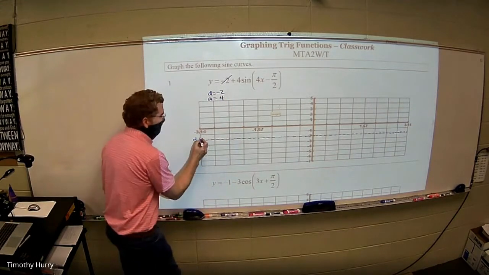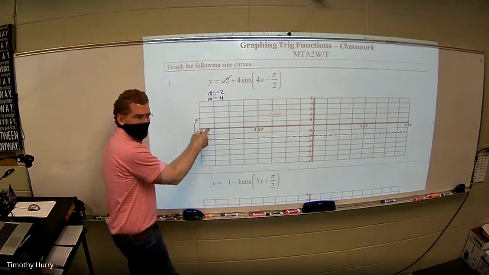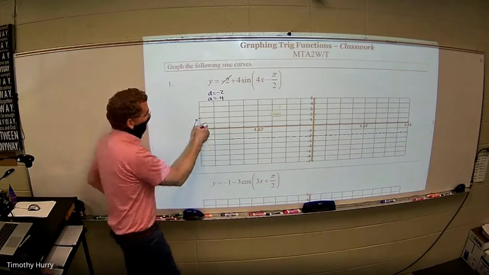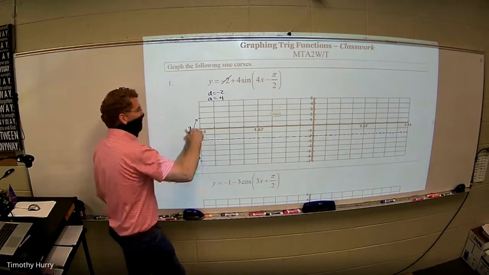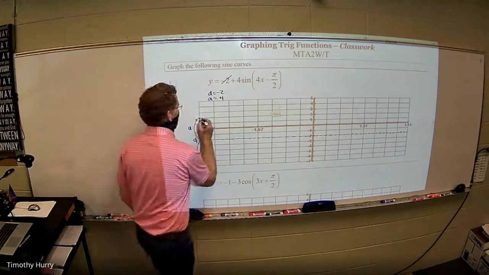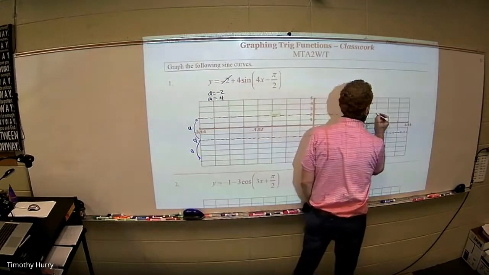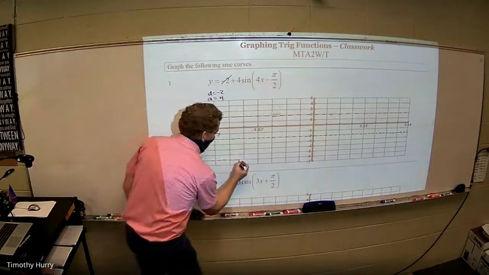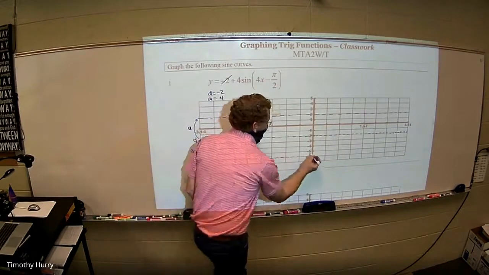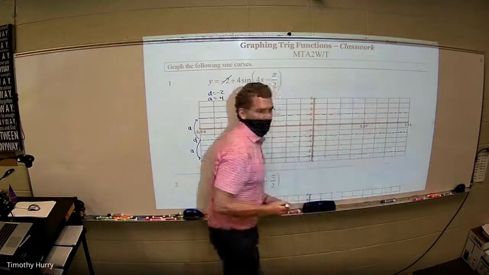I'm going to go up 4 from d, not from the old x-axis. Forget about the old x-axis. And I am going to go down 4 to here. So I'm going up 4 and down 4, and I'm going to draw dotted lines there. If you wonder why I'm drawing dotted and not solid, it's because technically when you're graphing, a solid line represents the graph. And this is not part of the graph. It's just helping me sketch the graph.